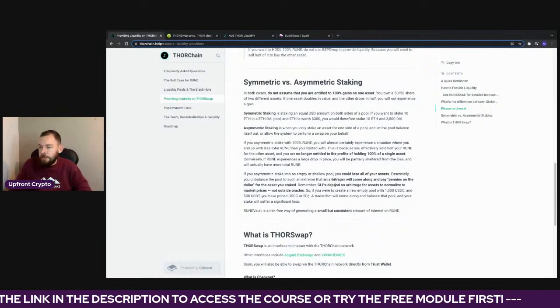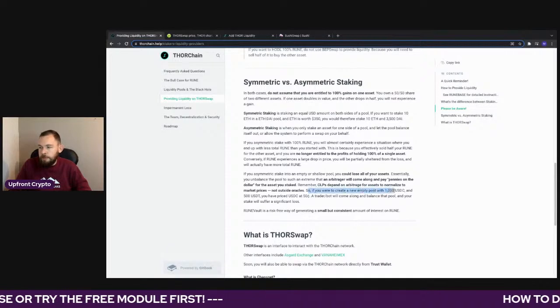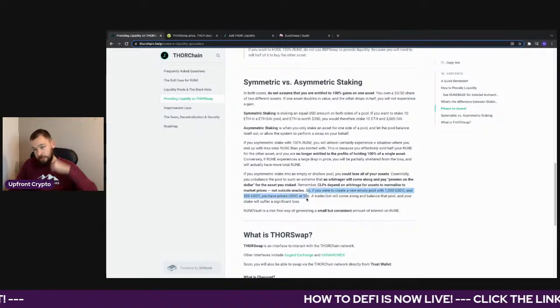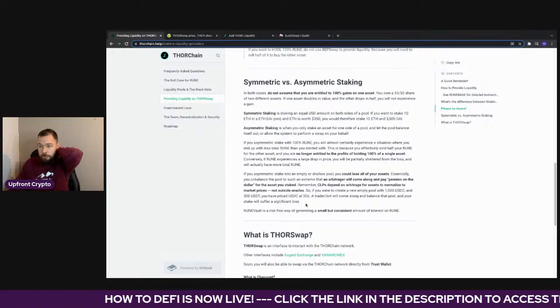Remember, CLPs depend on arbitrage for assets to normalize to market prices, not outside oracles. So if you were to create a new empty pool with 1,000 USDC and 500 USDT, you've priced USDC at 50 cents. A trader bot will come along and balance the pool and your stake will suffer significant loss.